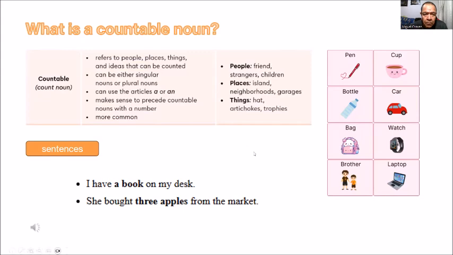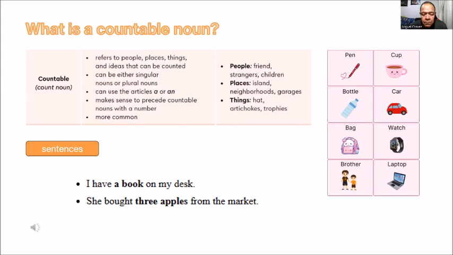A countable noun is a noun that refers to people, places, things, and ideas like friend, children, garages, hat, card, and laptop that can be counted. They can be either singular nouns or plural nouns. They can use the articles a or an. It makes sense to precede countable nouns with a number. They are more common. Look at these sentences.